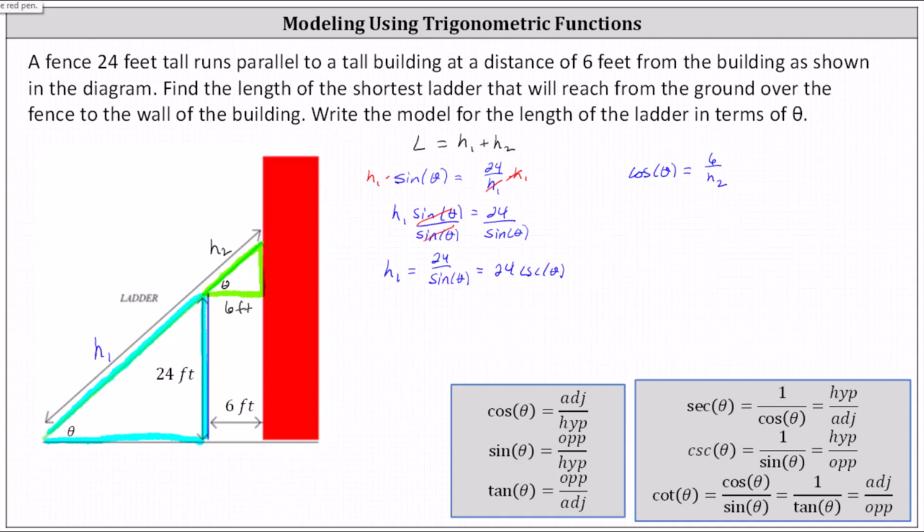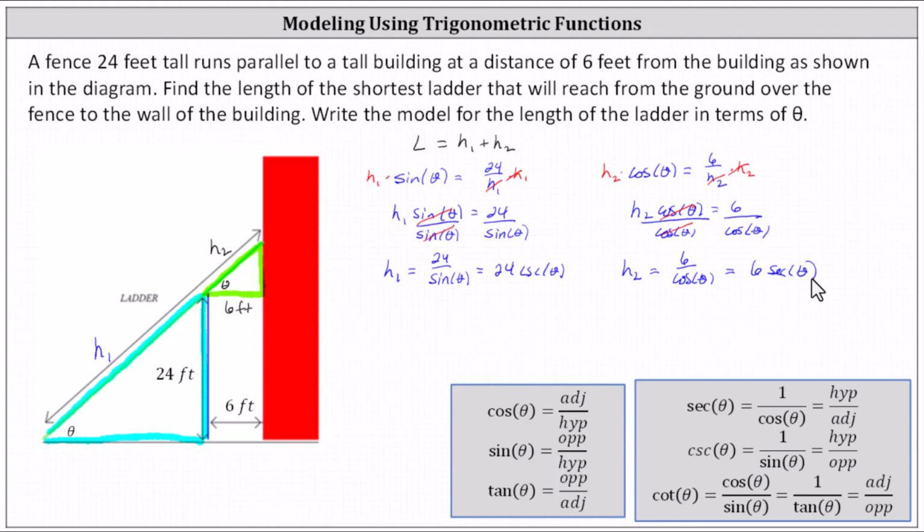And now for the second equation, to solve for h sub 2, we multiply both sides by h sub 2, which will clear the fraction from the equation, which gives us h sub 2 cosine theta equals 6. Next, divide both sides by cosine theta. Simplifying, we have h sub 2 equals 6 divided by cosine theta, and because 1 divided by cosine theta equals secant theta, we can also express h sub 2 as 6 secant theta.